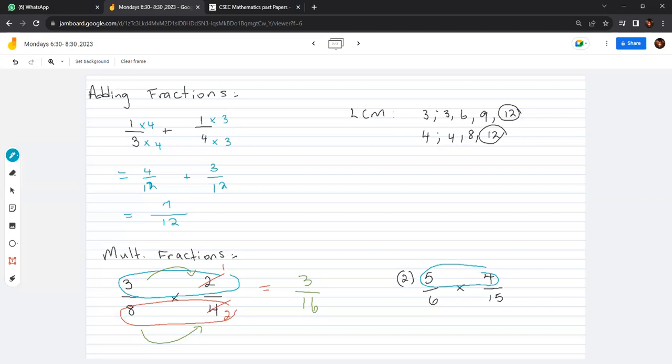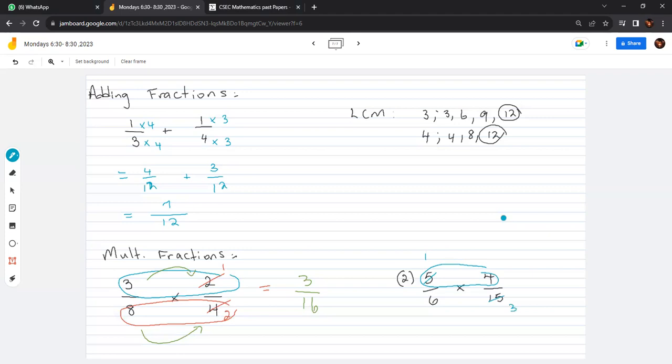So I'm going to look below and see if there's any numbers that share a common timetable. Like if you see any numbers that you could find both of them in the same timetable. 5 and 15, they are both in the same 5 times table. So we could use 5 to break down both of them. So 5 could go into 5 once, and 5 could go into 15 3 times.